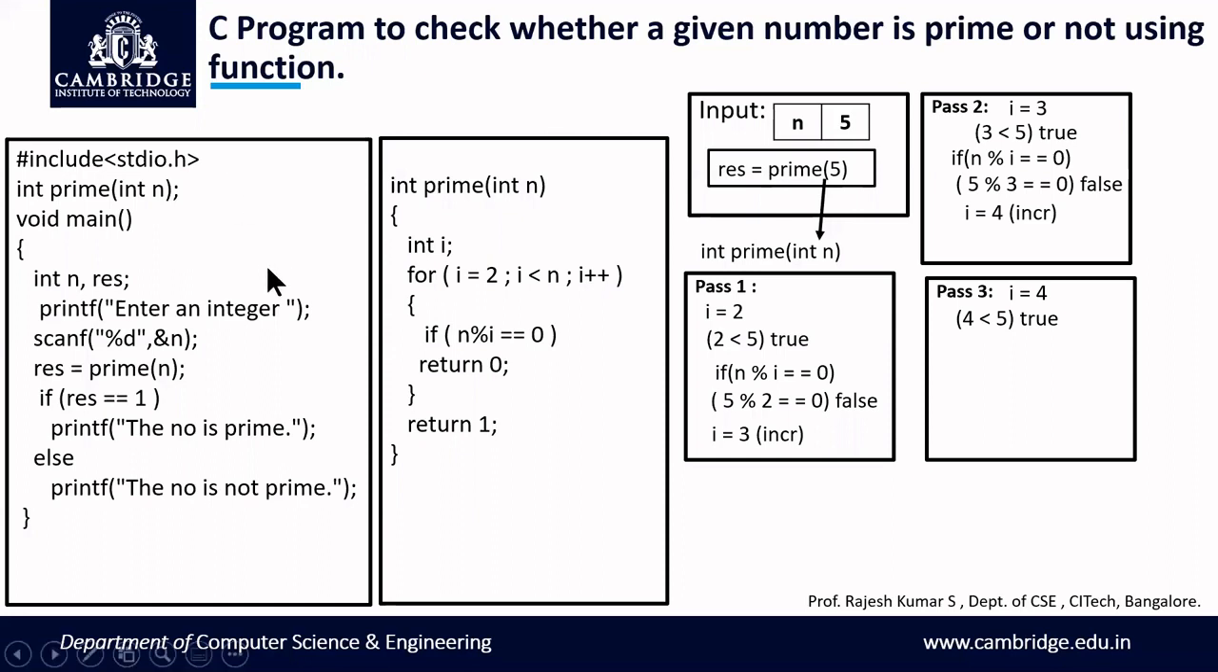4 is less than 5. Yes, the condition is true. Again, I'll come inside and I will try to divide the given number. Given number 5 mod 4 double equals to 0, false. When the condition becomes false, again I increment I value, and it will become 5.